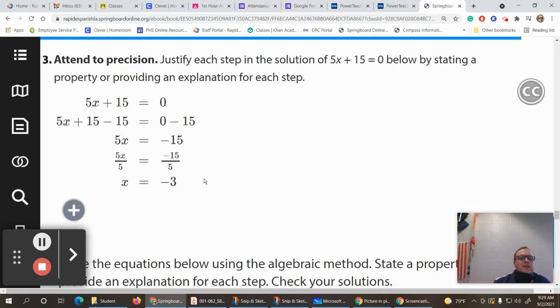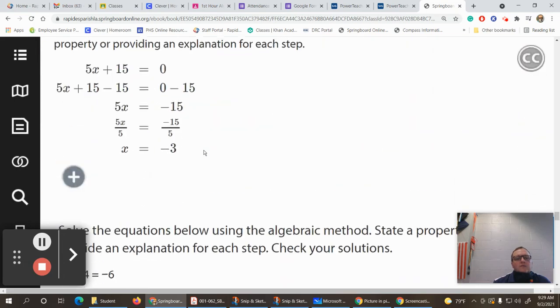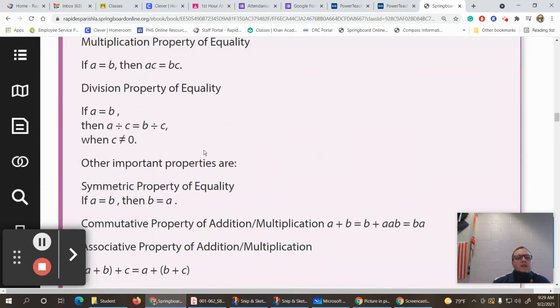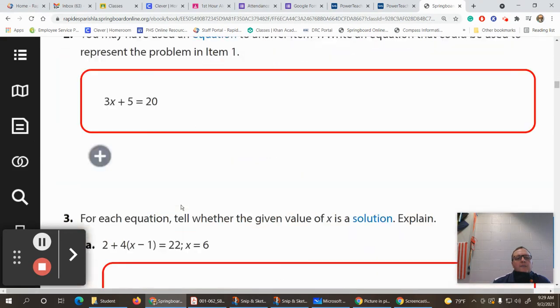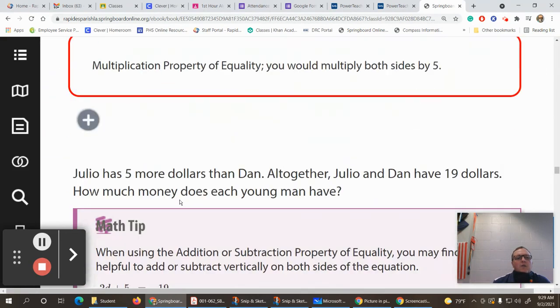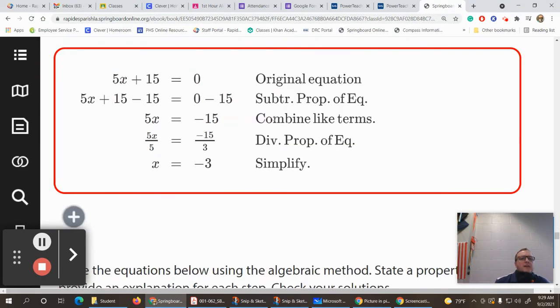It gives you the equation. So now we have to state the property or the step. Well, what's the first step? The first step is to always state your original equation, okay? You have the original equation, 5x plus 15 equals 0.